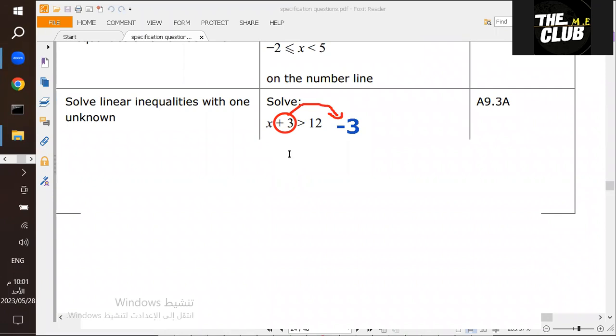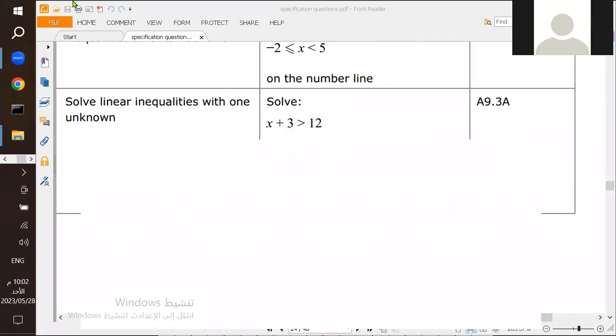Same idea. Here -3, so x, then the inequality sign, with 12 minus 3, which equals 9. And this is the answer of this question. So this is solved. Okay. Now let's move on to the next one. Guys, if you have any problems with the steps I did, just tell me, okay? I'll try to explain it.